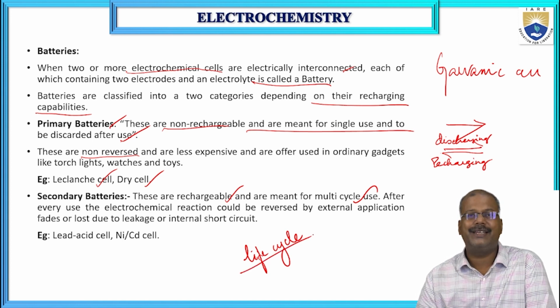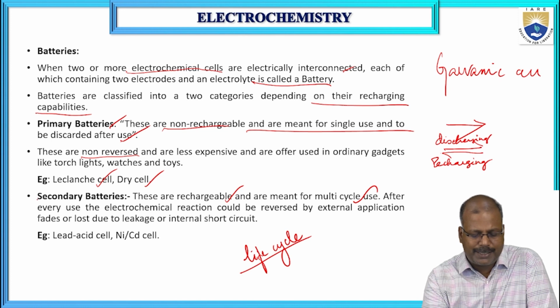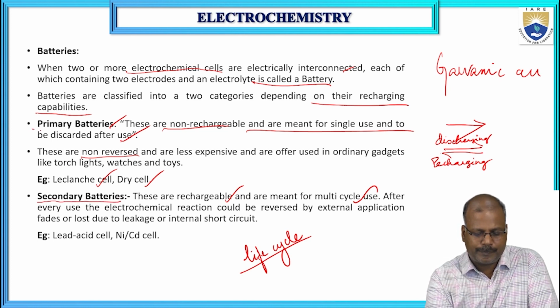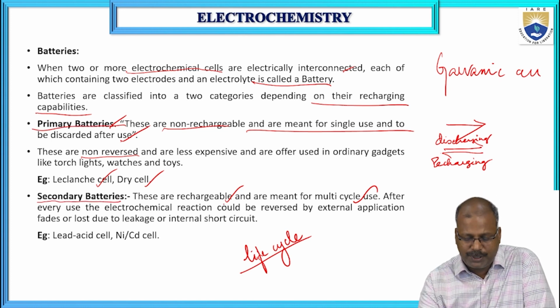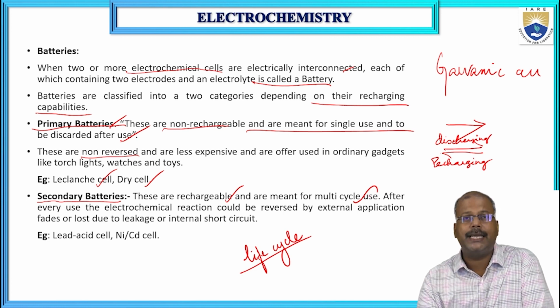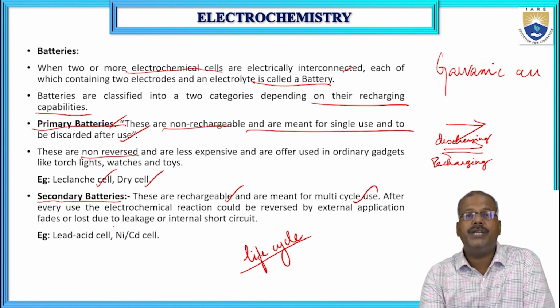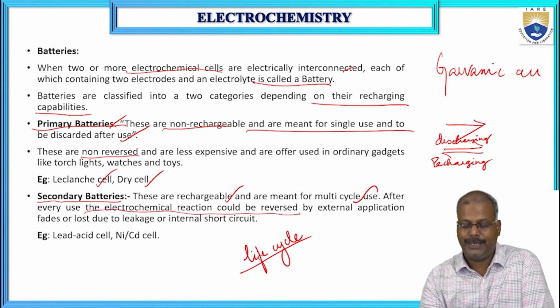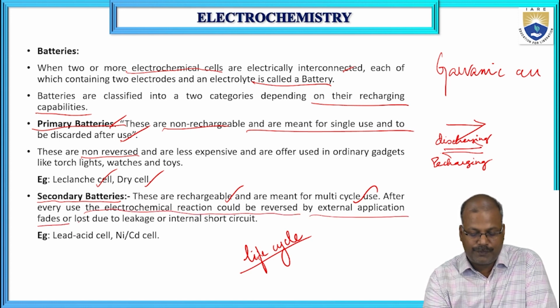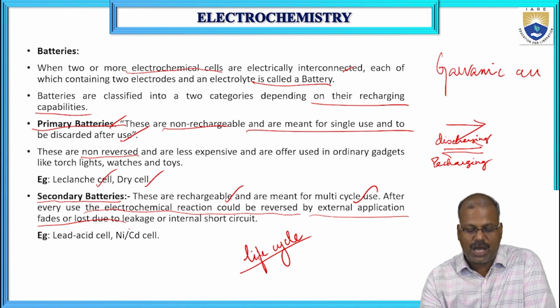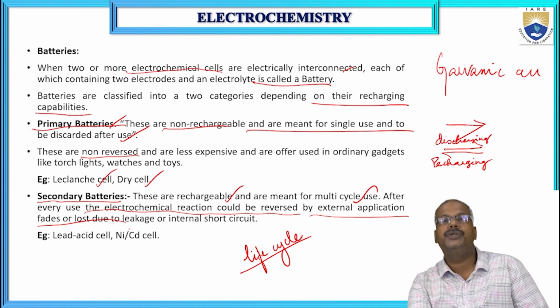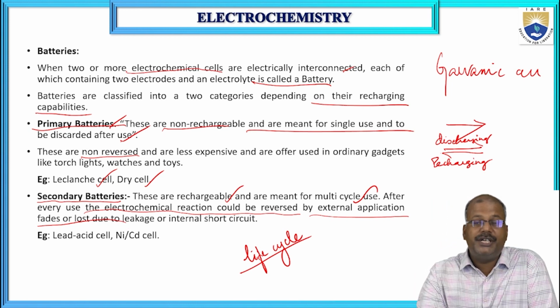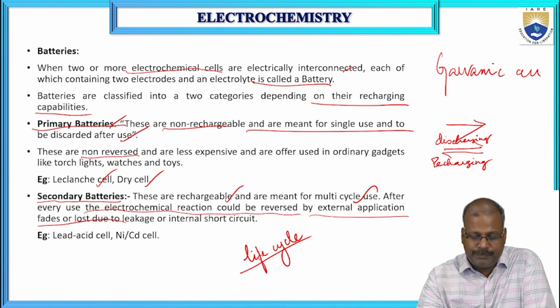Okay. Secondary batteries are rechargeable and are meant for multi-cycle use. After every use, the electrochemical reaction can be reversed by external application of electrical energy, unless the cell fails due to loss or leakage or internal short circuit. Okay.